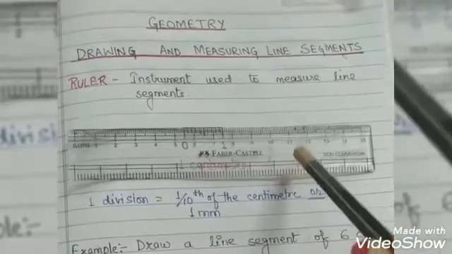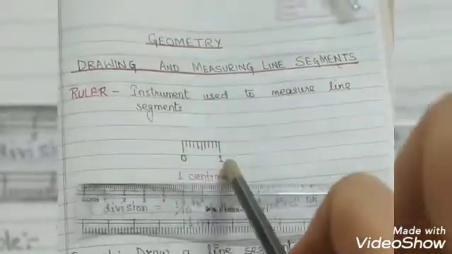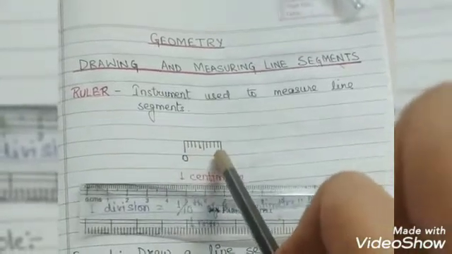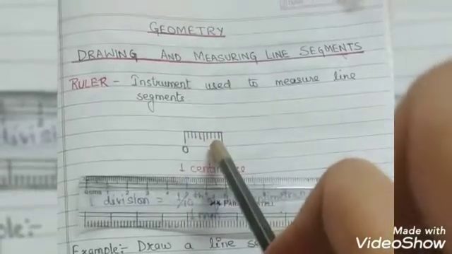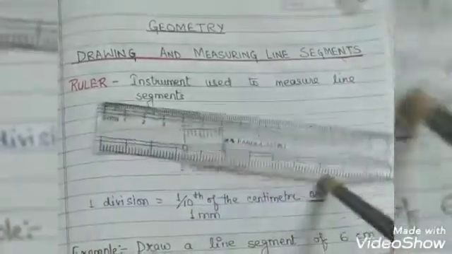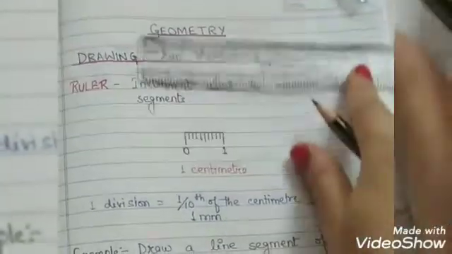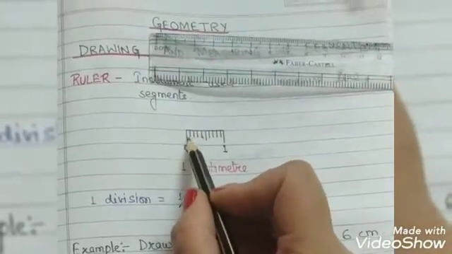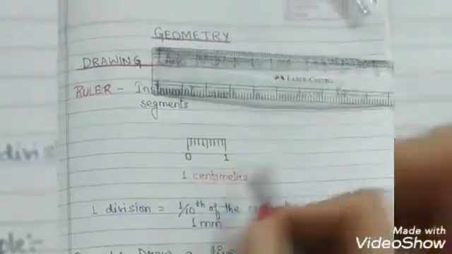Each centimeter is further divided into 10 parts. Here you can see from 0 to 1, that is 1 centimeter, is divided into 10 equal small parts. One small division is equal to 1/10th of the centimeter or 1 millimeter. You can see here, from 0 to the first division, this much is equal to 1 millimeter or 1/10th of the centimeter.